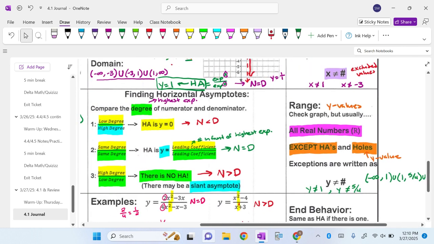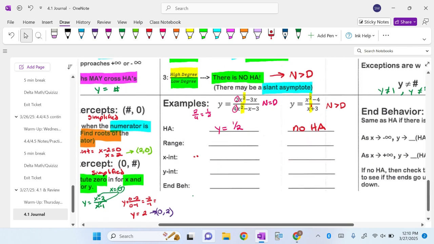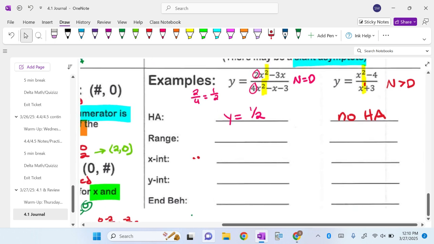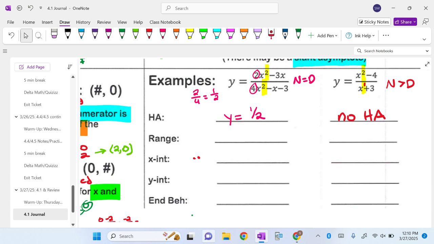So let's look at the range for this one. We don't even have to look at the graph for this because we already have the horizontal asymptote, right? All right, our range, where do you think it'll be? So first off, it can't include what? What value can our range not include? 1/2. So it cannot include 1/2.